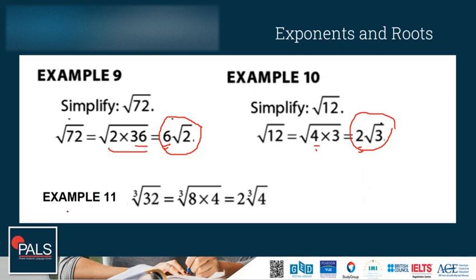It is also true with cubes. Look at example 11, the cube root of 32. 32 is not a perfect cube. So we need to look for factors, one of which is a perfect cube. So 8 is a perfect cube. Cube root of 8 is 2. Cube root of 4 still remains inside because 4 doesn't have an exact whole number root.